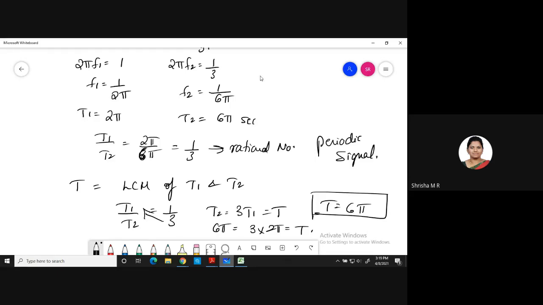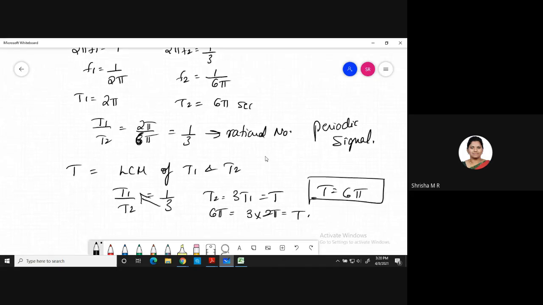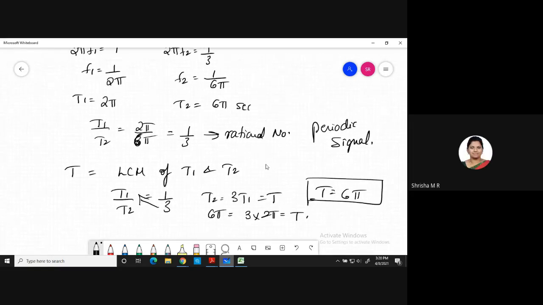After seeing pi, 2 pi and 6 pi, don't come to the conclusion that it's a non-periodic signal. Go on and find the ratio of T1 and T2. If the ratio of T1 and T2 is a rational number, then it's a periodic signal. If the ratio is an irrational number, if you have pi or root 2, something like that, then it's a non-periodic signal. If it is periodic, go ahead and find the fundamental period. If it's non-periodic, you can stop there. Clear? Understood?